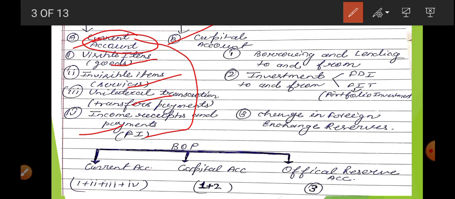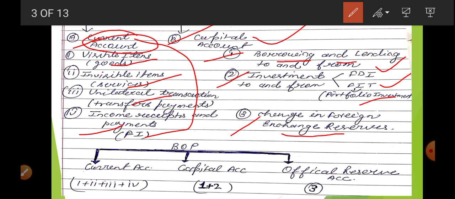Now second is capital account. It includes three things. First is borrowing and lending to and from. Second is investment to and from. So investment is of two types, FDI and FII, that is also known as portfolio investment. Okay, in detail we are going to discuss it. Now third component is change in foreign exchange reserves.